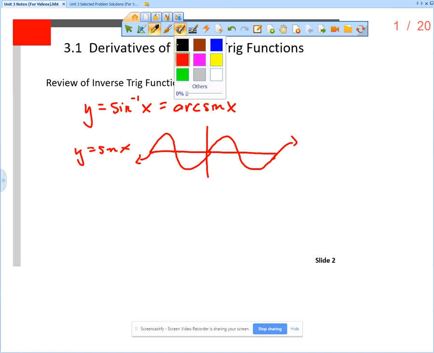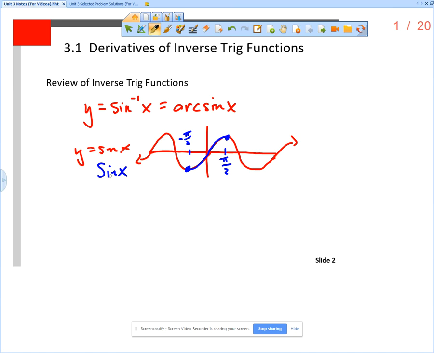So what we said we needed to do was restrict the domain. So we restrict the domain to be from negative pi over 2 to positive pi over 2. And so we get this new function, which is just this restricted domain function, which we call the capital S sine of x function, or also known as the principal sine function. Now, this function is one-to-one, so then we can find its inverse, and its inverse is the inverse sine.